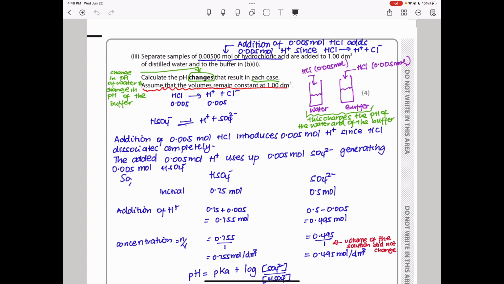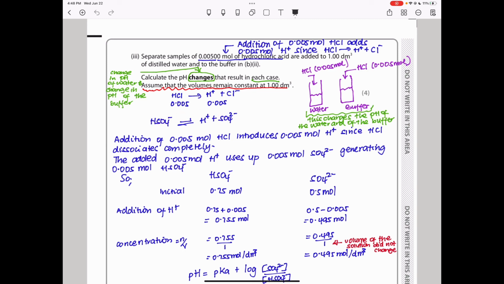So let's see. Remember, hydrochloric acid is a strong acid, so if you add 0.005 moles of HCl, it is going to generate 0.005 moles of H plus because there is complete dissociation. And when this occurs, the produced H plus is going to mess up the equilibrium. So basically, it's going to react with SO4, sending equilibrium back to the left side, generating more reactants.